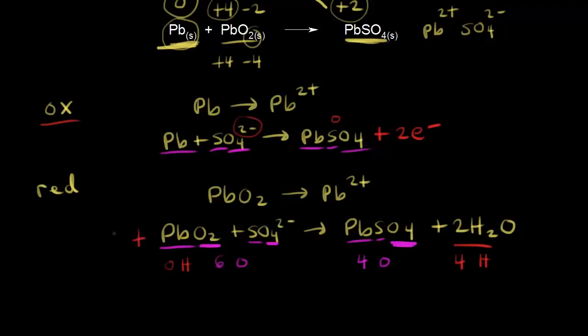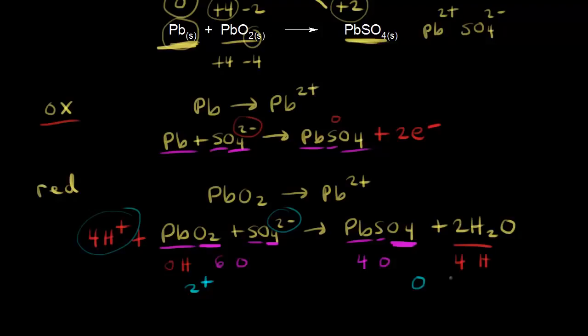So if we add 4 protons to the left side, now hydrogen balances. So we have 4 on both sides. Next, we balance charge. So what's the overall charge on the left side? We have 4 positive charges here and 2 negative charges. So we have a total of 2+ on the left side. On the right side, it would be 0.